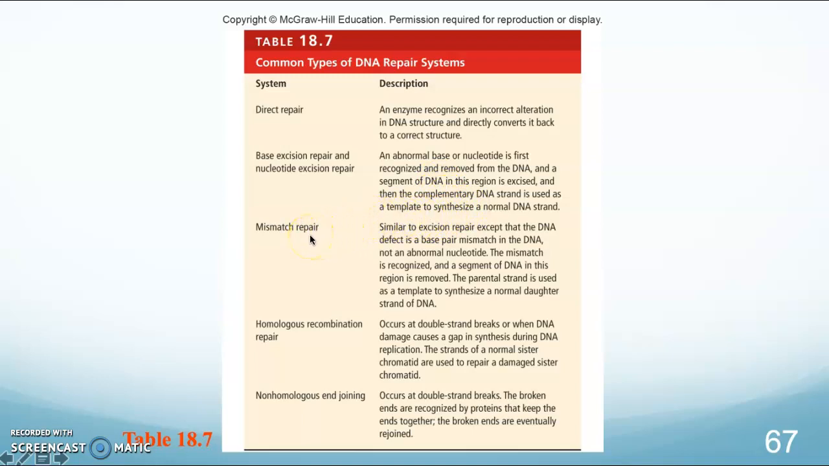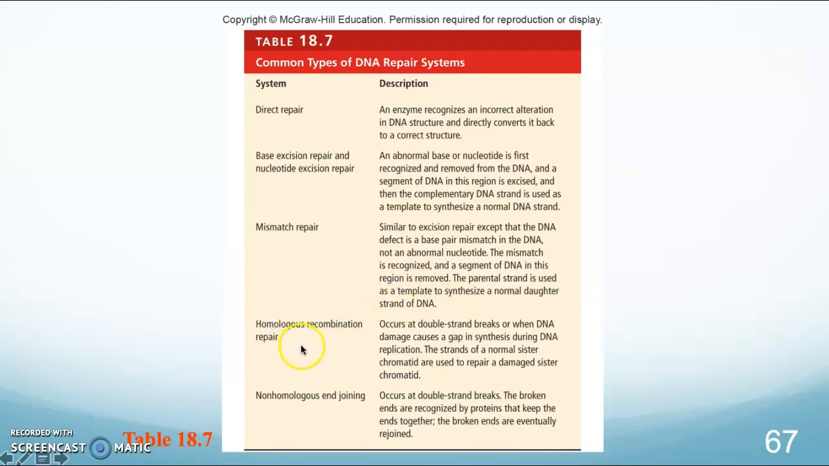We can also get mismatch repair. So similar to that excision repair, the DNA defect is a pair mismatch and not an abnormal nucleotide. So maybe it's an A to a G. This mismatch then would be recognized, and then the parental strand is used as the template to synthesize that normal daughter strand. So you still use the parent strand, which hopefully is not where we saw the mutation.